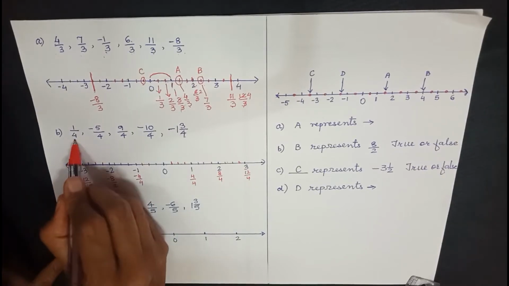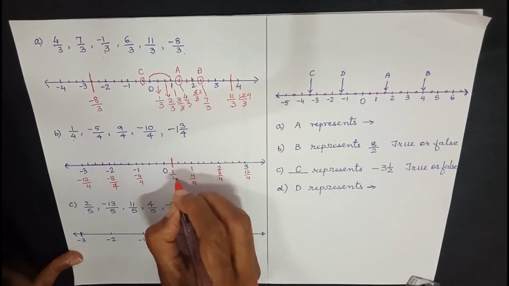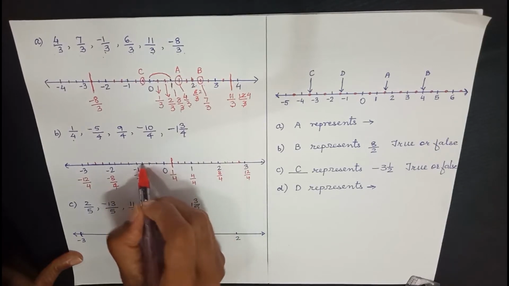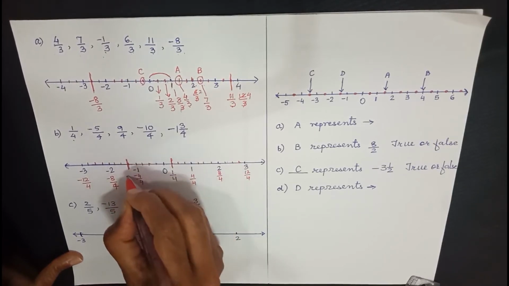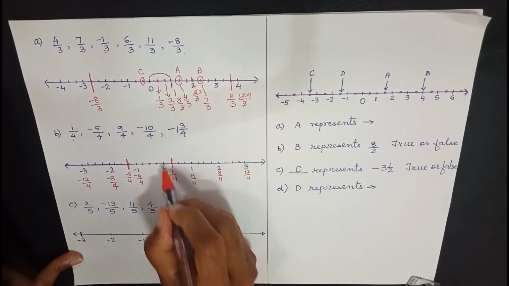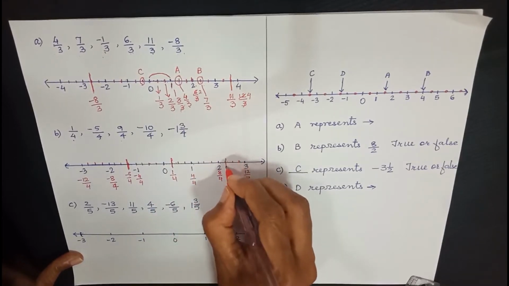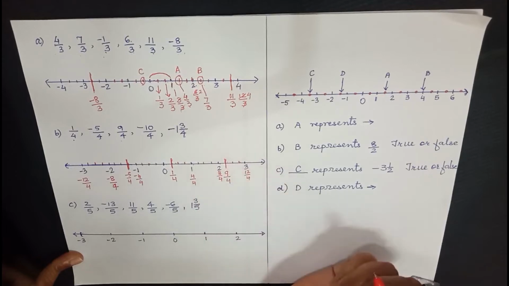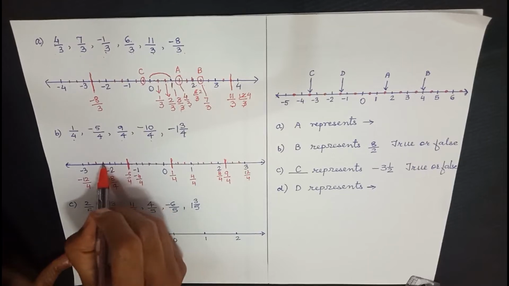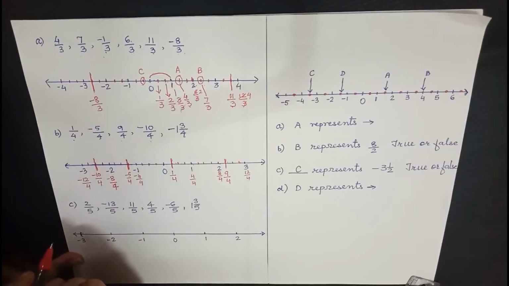Now let's start representing 1 upon 4. That means on the right side, first one. So this becomes 1 upon 4. Next, minus 5 upon 4. So from 0, minus 1, minus 2, minus 3, minus 4 and minus 5. So this is minus 5 upon 4. Now 9 upon 4. So 1, 2, 3, 4. You know 4 upon 4 is 1. 8 upon 4 is 2. And the next one will be 9 upon 4. Next is minus 10 upon 4. So you know minus 2 is minus 8. So next minus 9 and minus 10. So this becomes minus 10 upon 4.